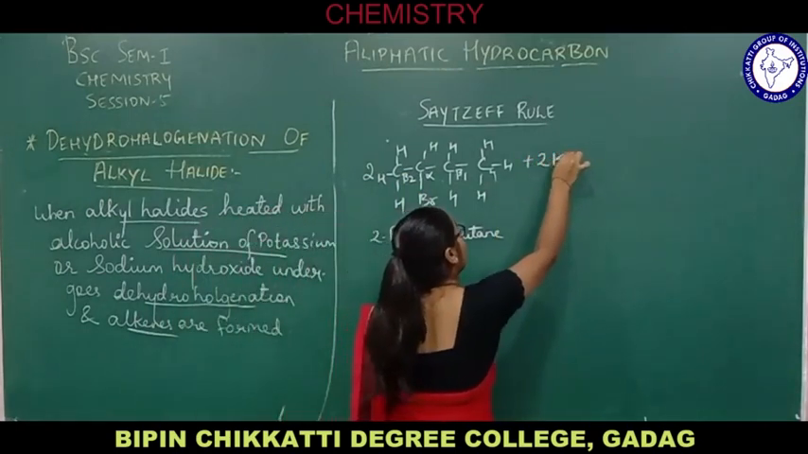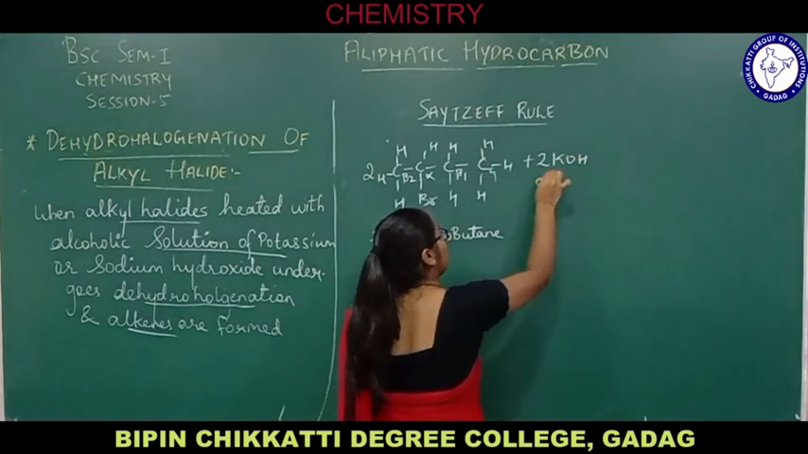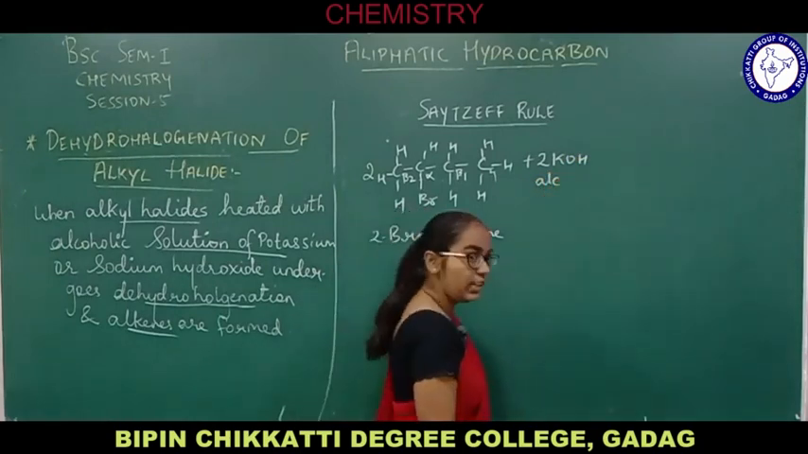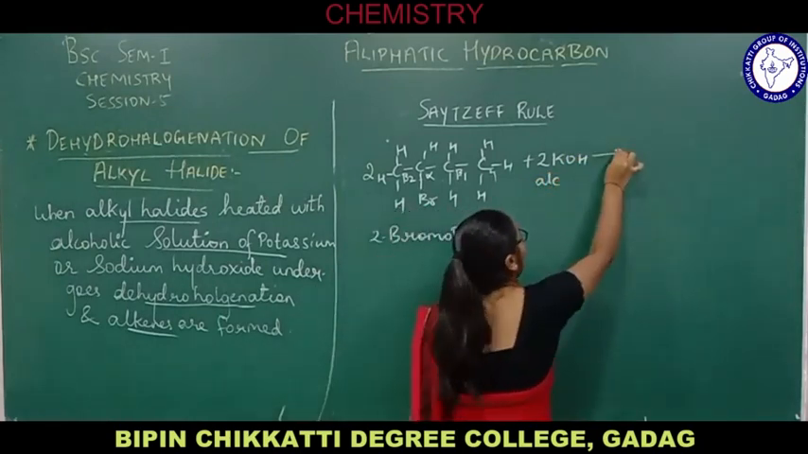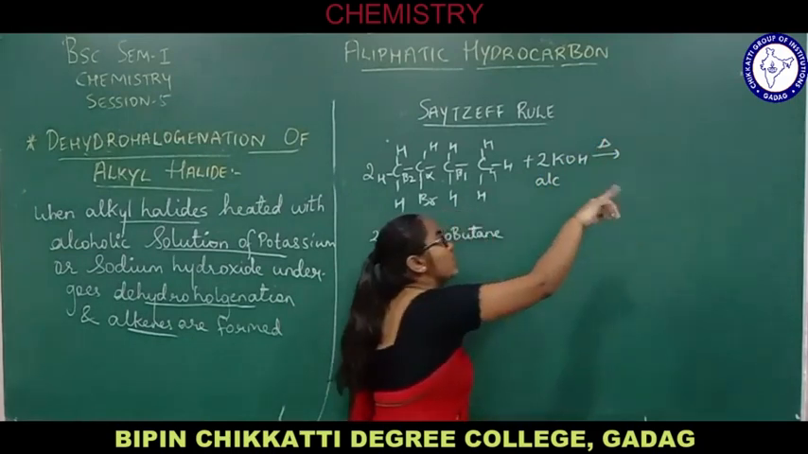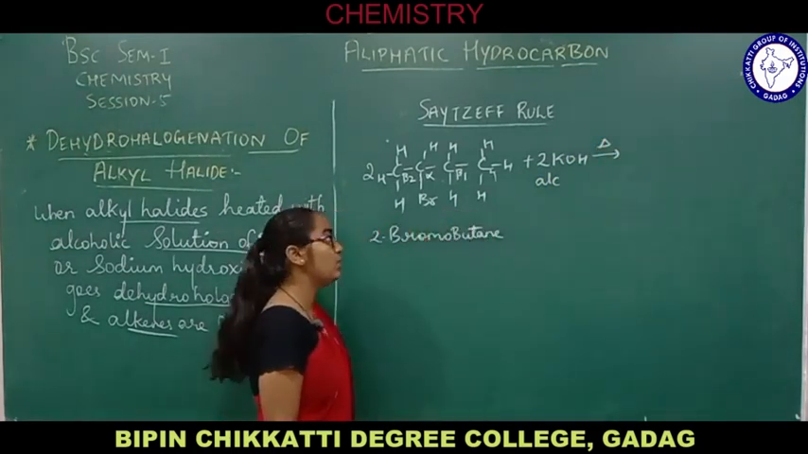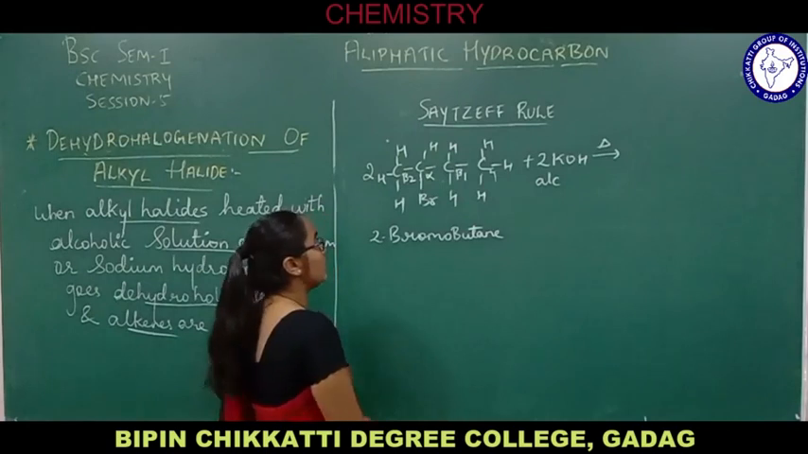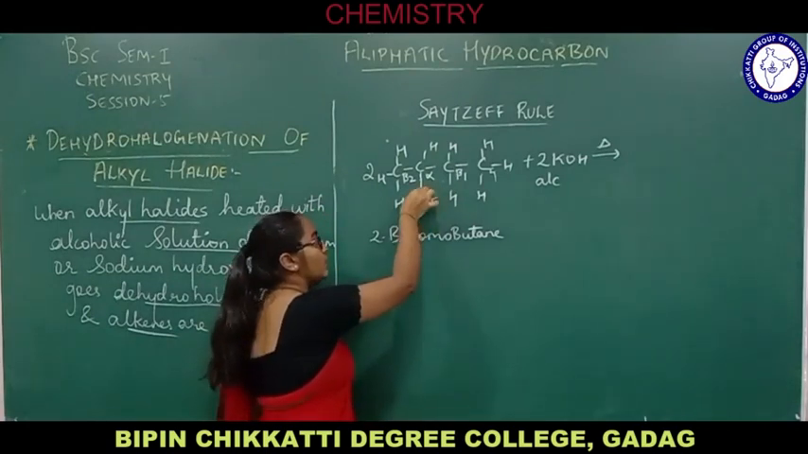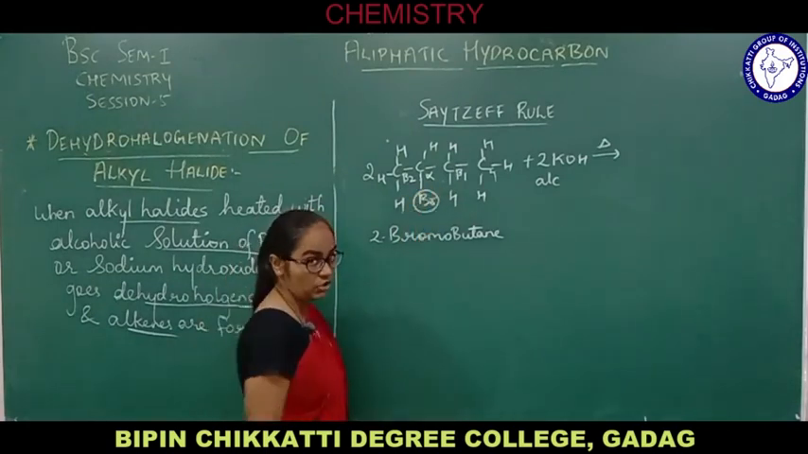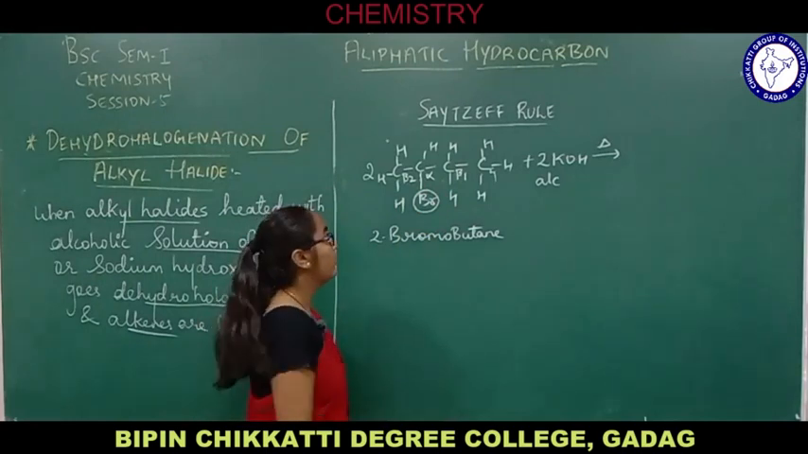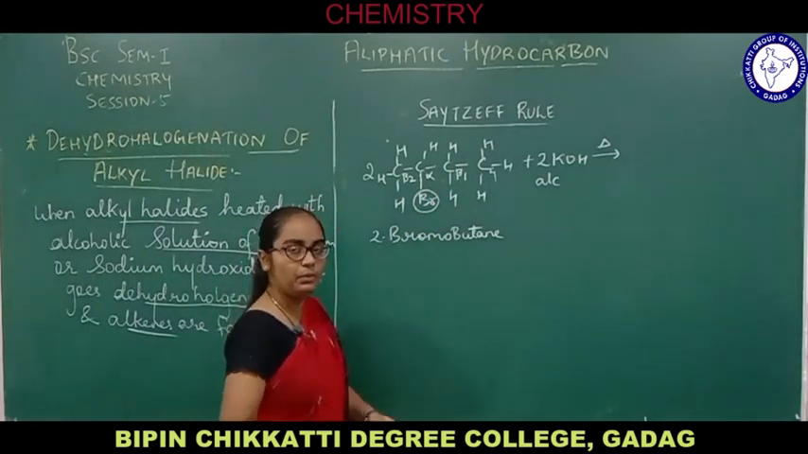Okay, now when these 2 molecules of 2-bromobutane, the alkyl halide, are reacted with 2 molecules of alcoholic potassium hydroxide, they are going to get heated up to form an olefin. 2 olefins are going to get formed. Why is it so? Let's see over here. First, from the alpha carbon, the halo group is going to get detached, removed. From the beta carbon, the hydrogen is going to get removed.